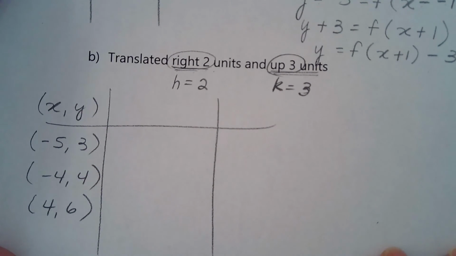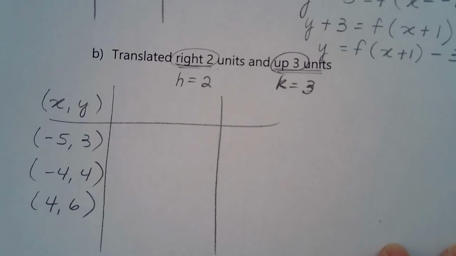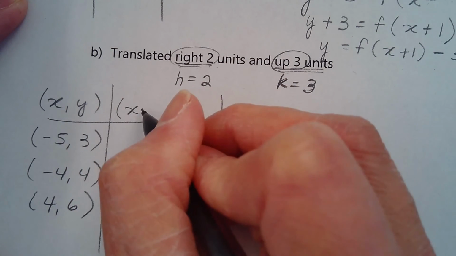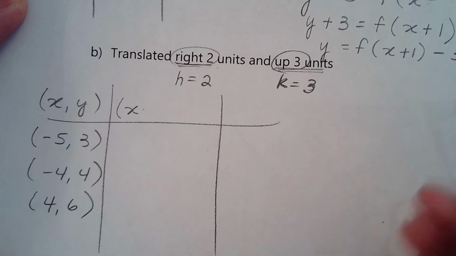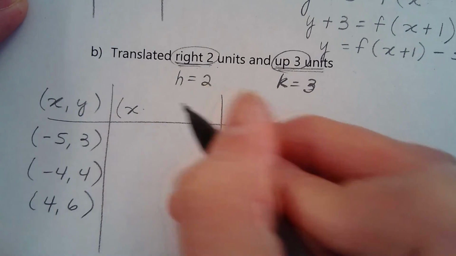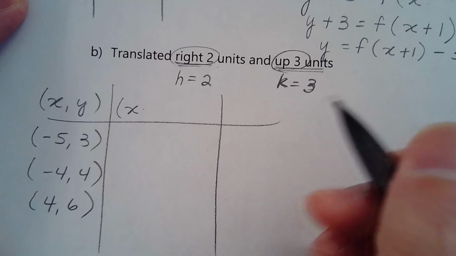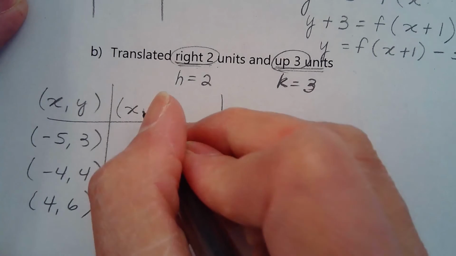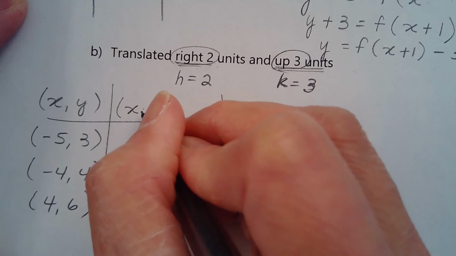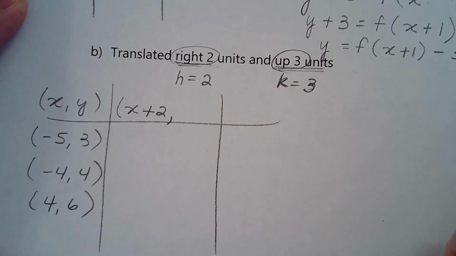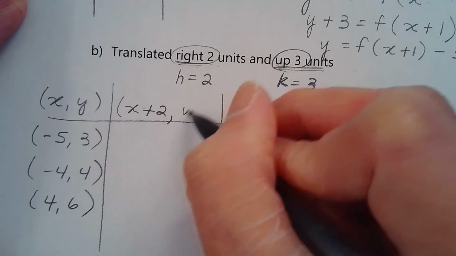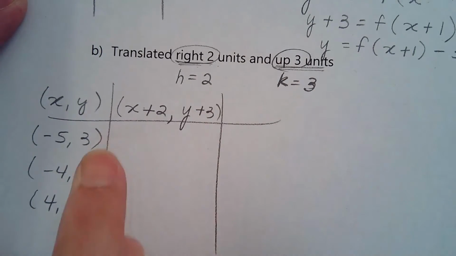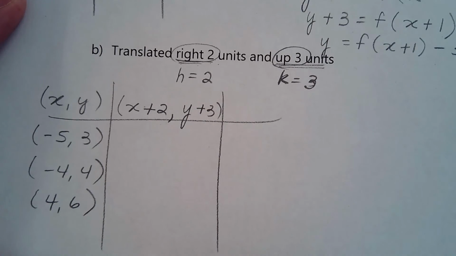Okay, so what's happening in here? Because it's right 2, what's going on with the x? It's going to be x... okay, hold on. We'll do the image first. X what? Plus 2. Yes, correct. Very good. What about the y? Y plus 3. Very good. Now go ahead and figure out the new image point.